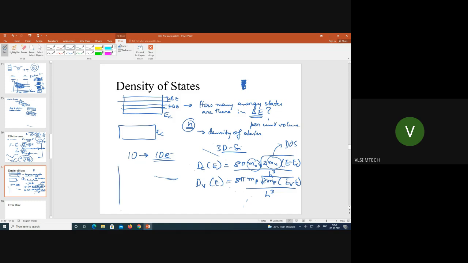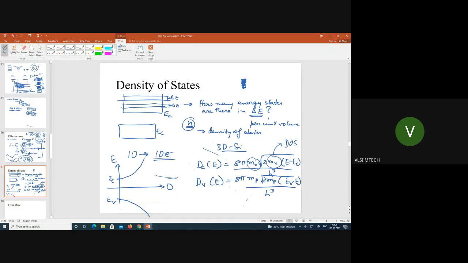So this is a very common picture you might find in books. In this direction, I'm plotting the density of states. In this direction, I'm plotting energy, right? So if this is my EC and this is my EV, the density of states would actually go something like this. It goes as root over energy. So it will look something like this.